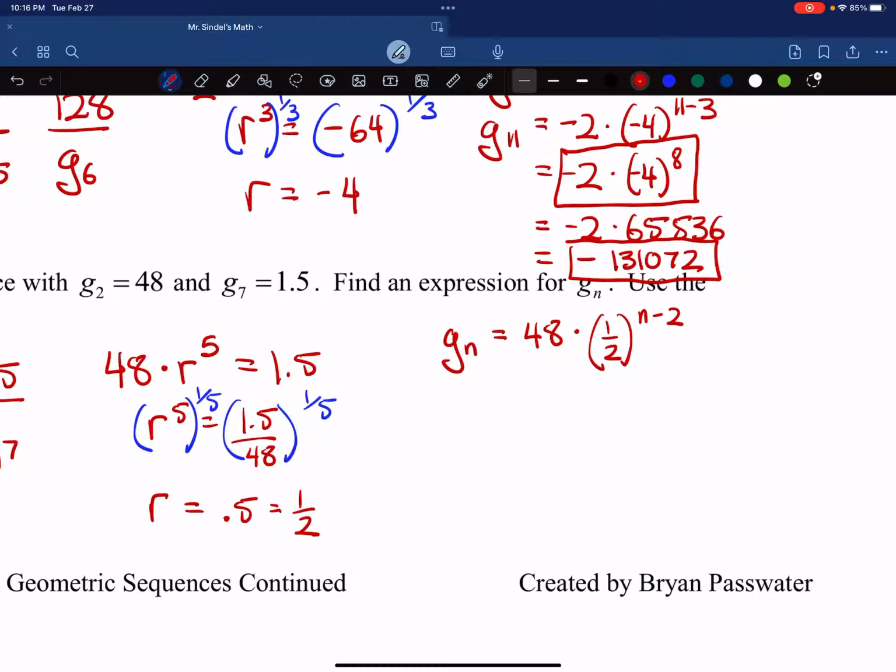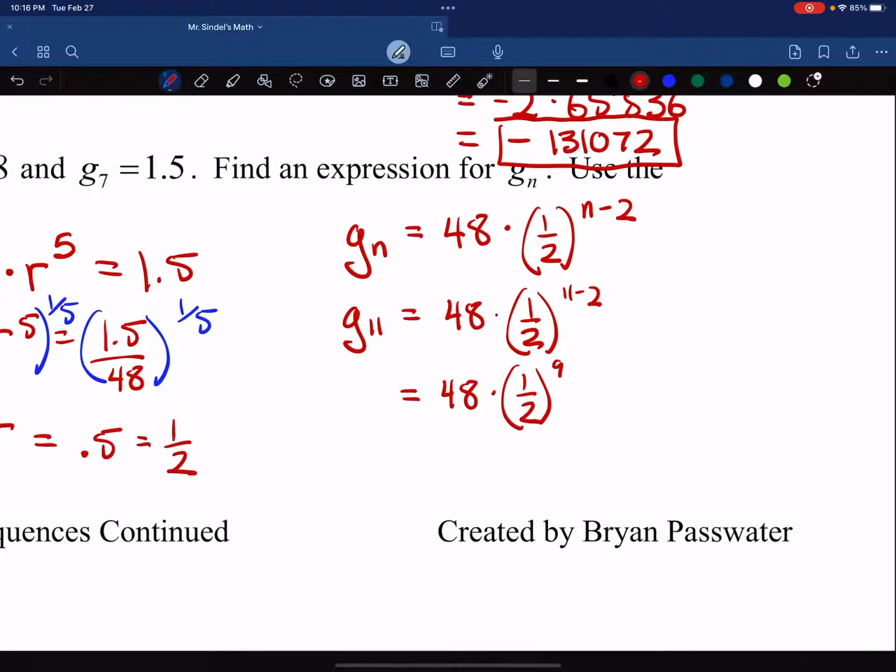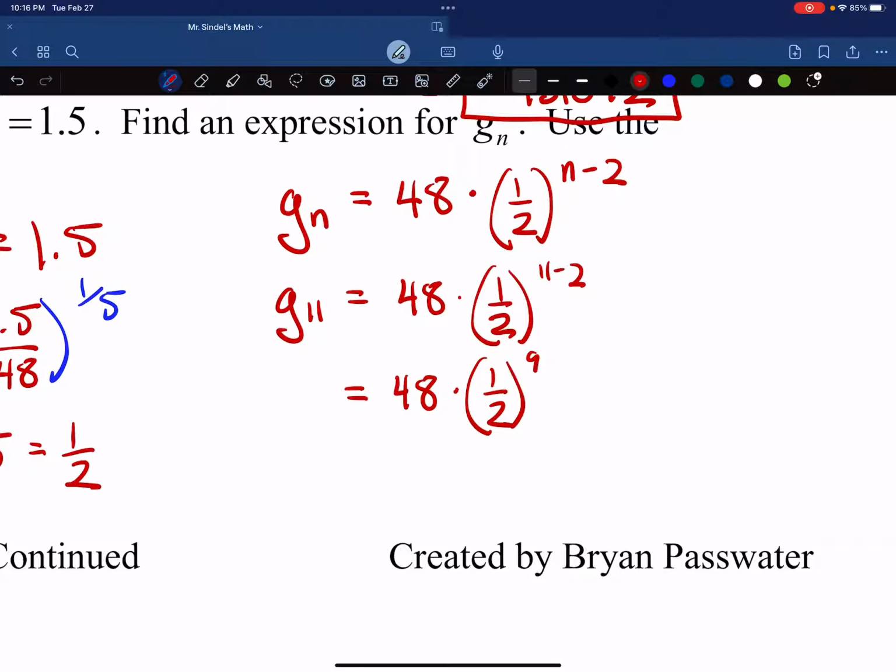Now we're going to plug this in. I'm going to say, okay, g of 11. The 11th term here is 48 times this 1/2 to the power of 11 minus 2. And this is going to be equal to 48 times a half to the power of 9. I think I can do this without a calculator. This is doable, right? How would I solve this? This is going to be equal to 48 over 1 times 1 over 2 to the power of 9.